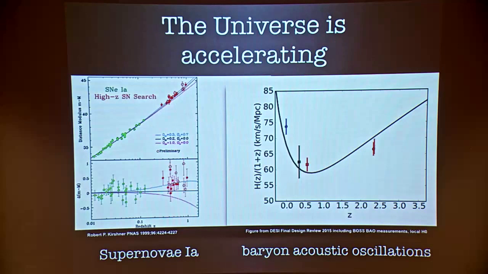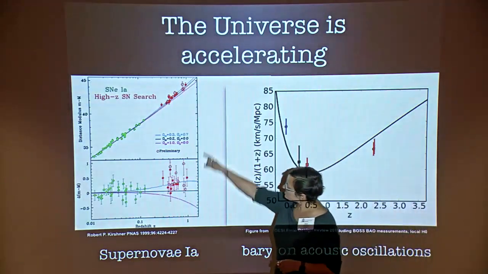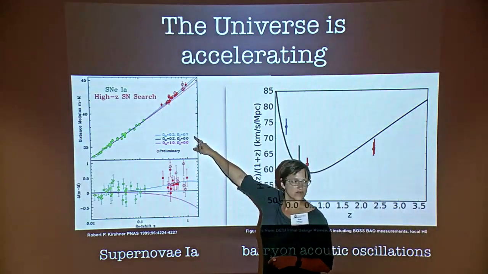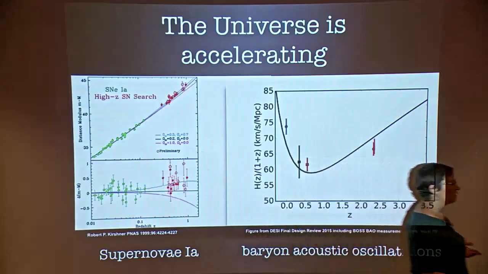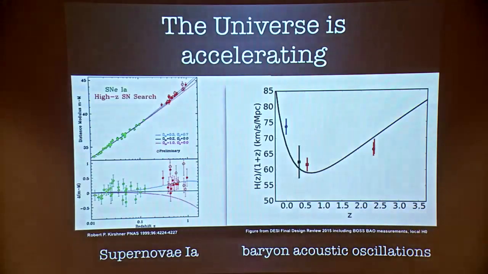And so with those measurements of supernovae, we find, so there's 3 lines here corresponding to these 3 models, and you can see that only one of them fits. It's the one that has roughly 70% in a cosmological constant, and 30% in matter.